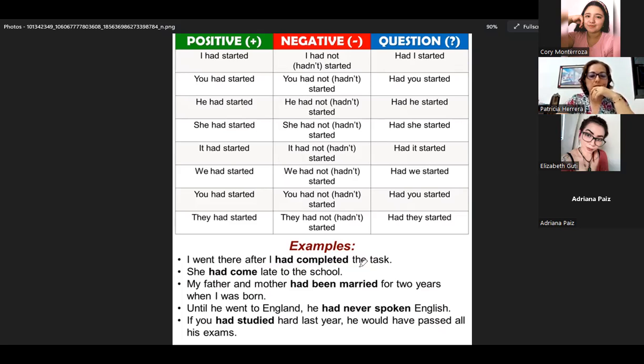Now we have that. Patricia, can you please read the next one? She had come late to the school. Thank you so much, Patricia. Cory, can you please read my father? My father and mother had been married for 2 years when I was born. Okay, had been married. Remember in this case, the verb is had been. Married is just an adjective, this is not a verb. And let's read the next one, Adriana, until.